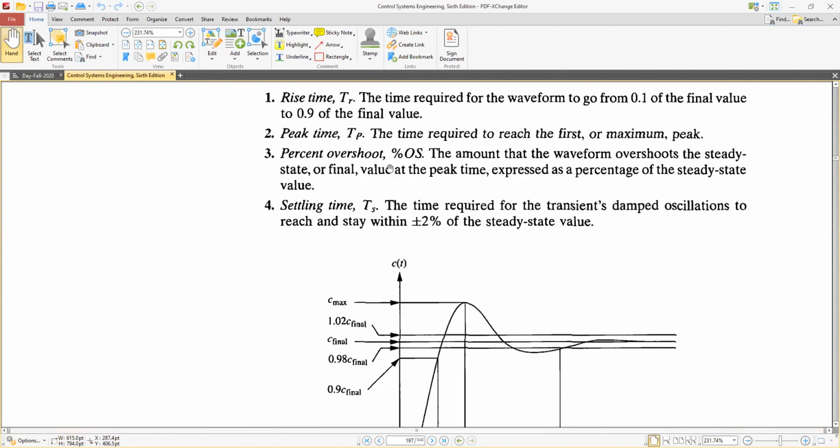And percentage overshoot is the amount that the waveform overshoots the steady state or final value at the peak time. This percent is called the overshoot, expressed as a percentage of the steady state value. How much excess.